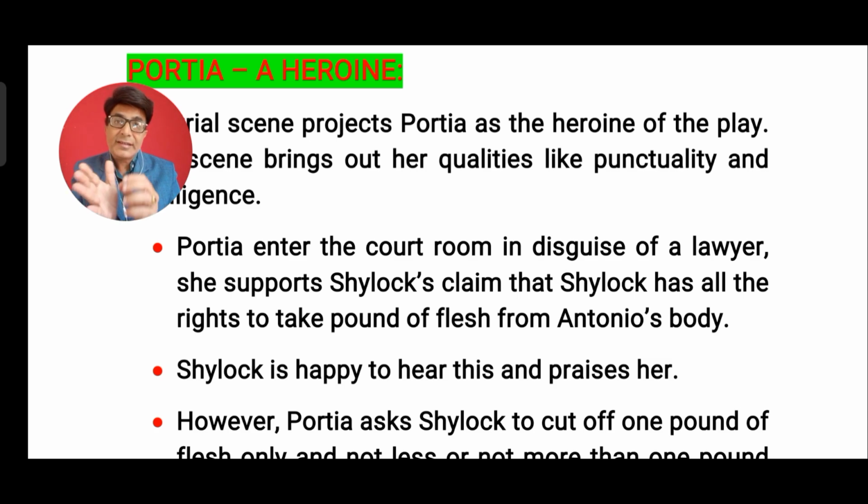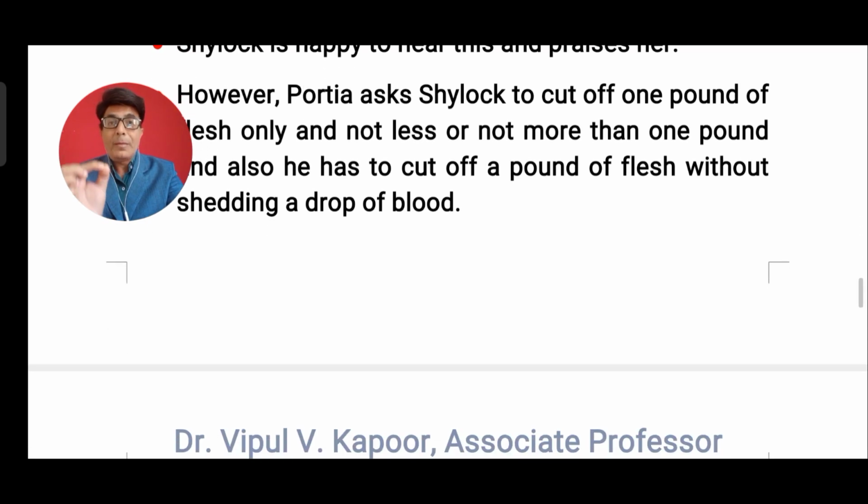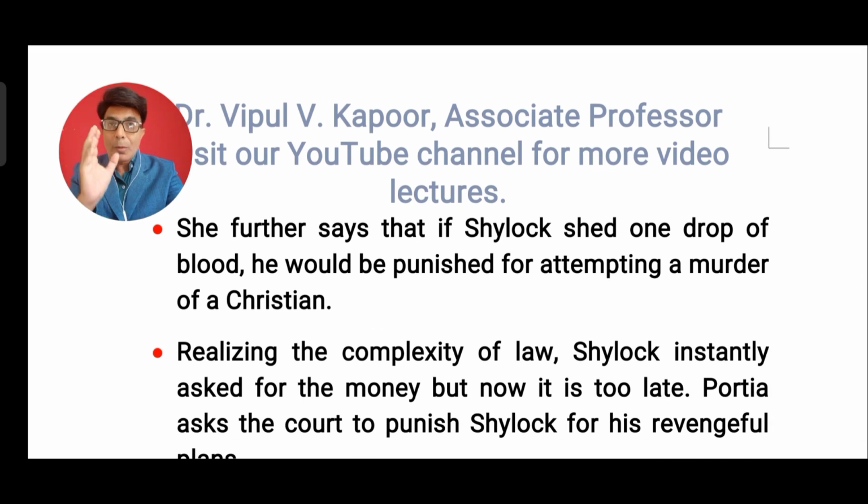In the beginning, she says that Shylock, you are right. You are free to take 1 pound of flesh from Antonio's body. So Shylock becomes happy. But then Portia says, wait a minute, before cutting this flesh from Antonio's body, remember that not a single drop of blood should come out from Antonio's body. Why? Because blood is not mentioned in your bond which is signed by Antonio.